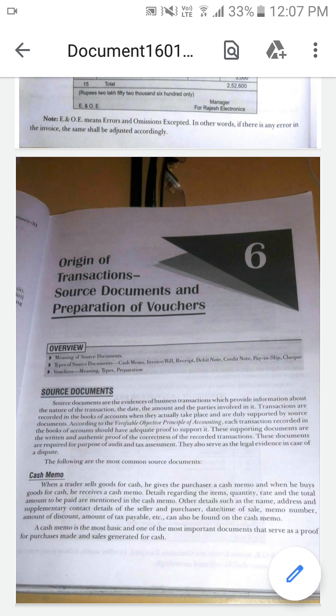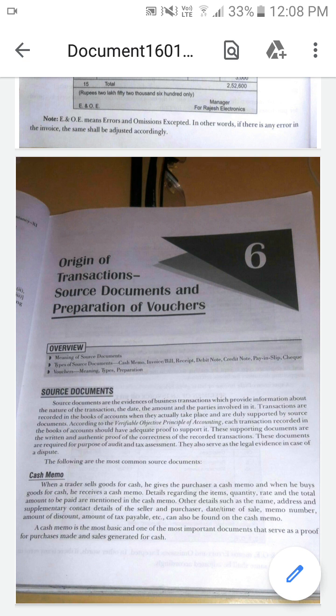When a trader sells goods for cash, he gives the purchaser a cash memo, and when he buys goods for cash, he receives a cash memo. It includes details such as the items, how many items, the quantity of each item, the rate, and the total amount to be paid. Other details are the name, address, and contact details of the seller and the purchaser, the date and time of sale, the memo number, the amount of discount, and the amount of tax payable.